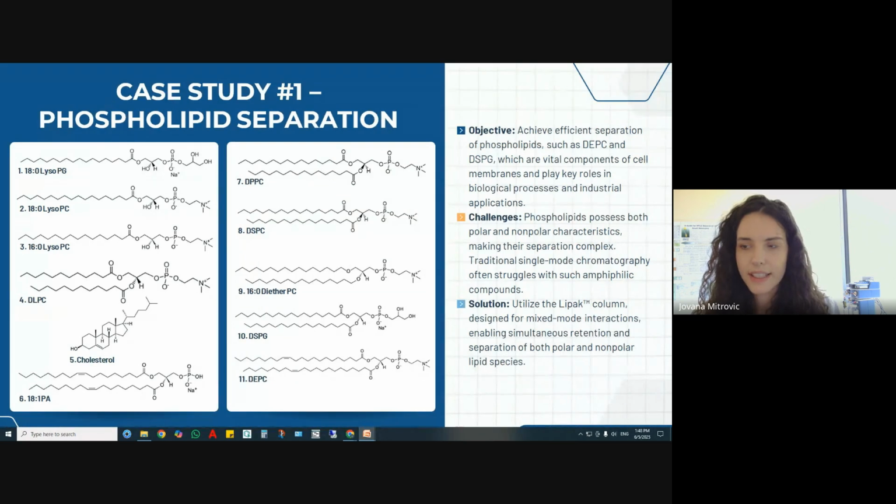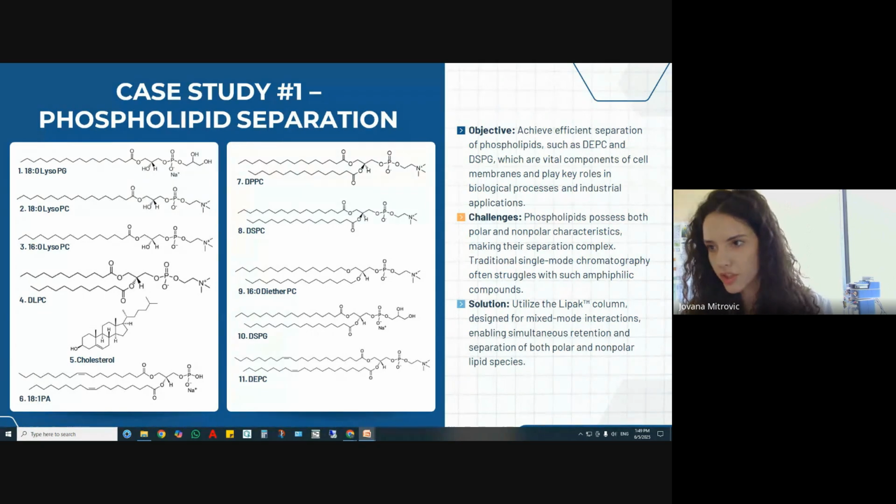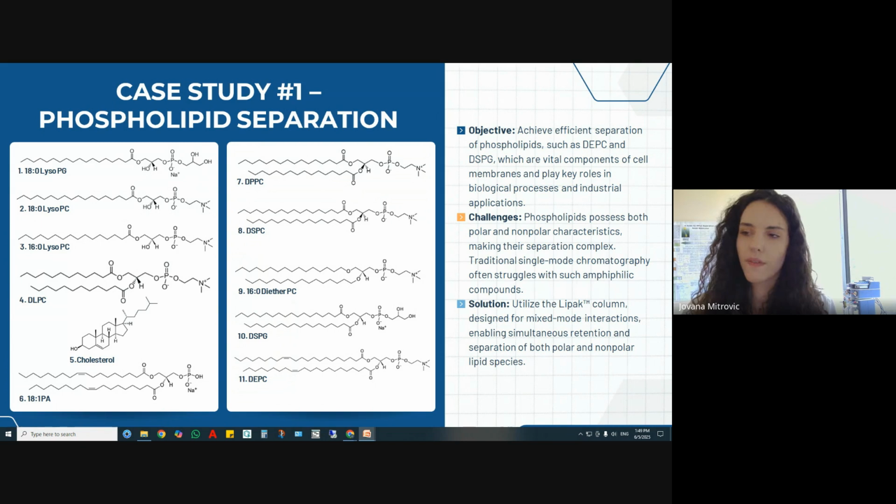So let's apply these ideas to a real-world case study, phospholipid separation. The objective was to separate complex samples of phospholipids, whose structures are shown on this slide. These molecules are crucial in biological systems and industrial processes. The challenge is that phospholipids are amphiphilic, with both polar head groups and long non-polar tails. And as you can see from the structures, they differ in several ways, such as the length of their fatty acid chains and the presence of one or two chains. Some even share the same chain length, but differ only in the polar head group.